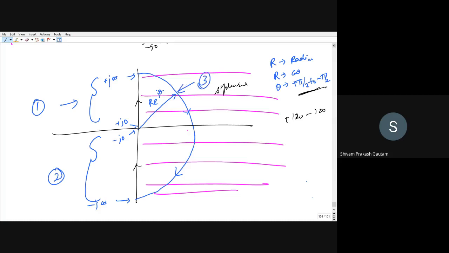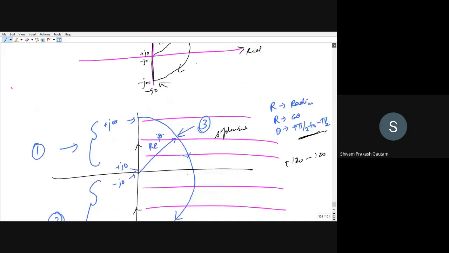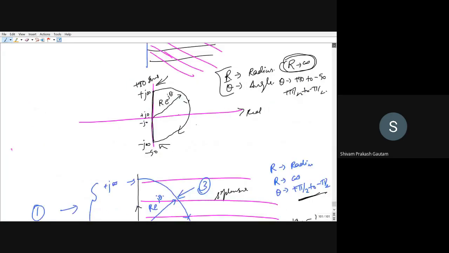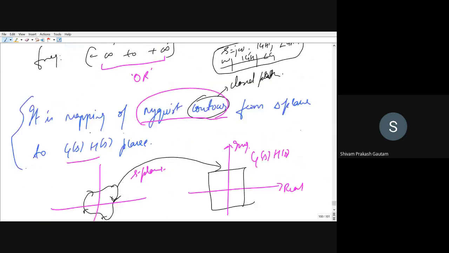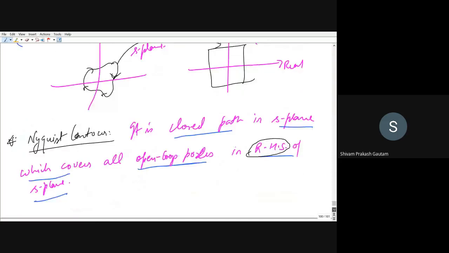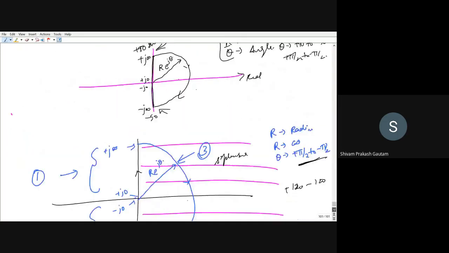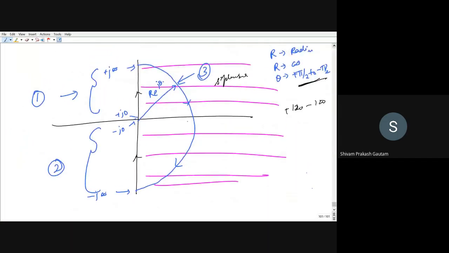If you see the definition again, what is the Nyquist plot? It is a mapping of the Nyquist contour from the S plane to the GS-HS plane. So we have to map these three parts. What are the three parts? The first part is for positive frequency. The second part is for negative frequency, and this is the third part which we have to plot. So we have to do these three plottings.